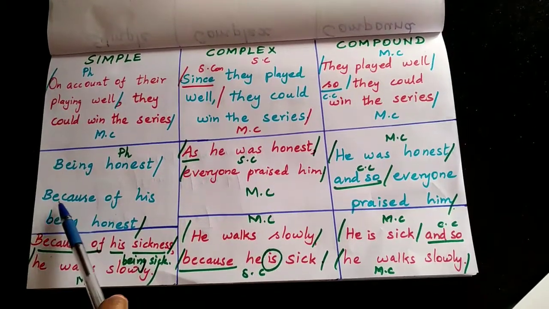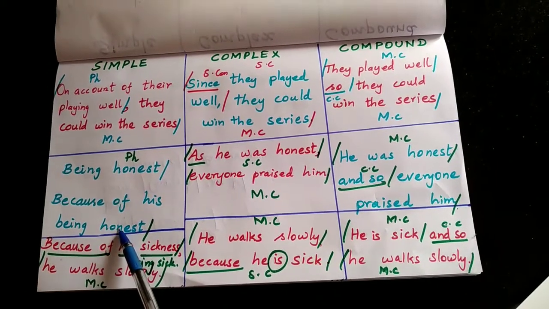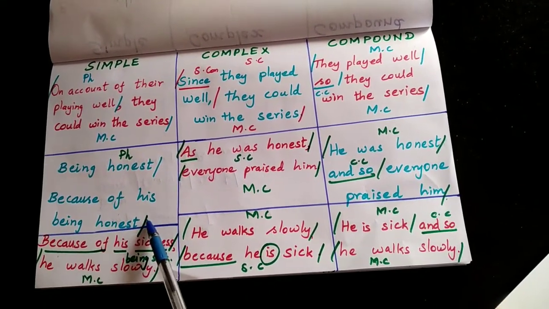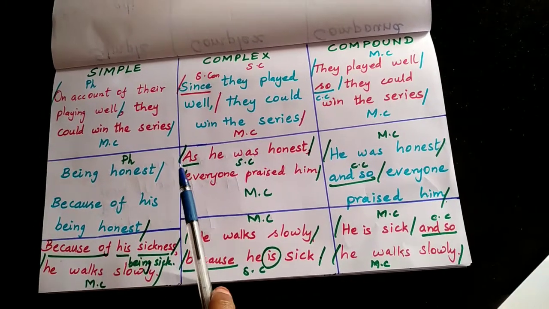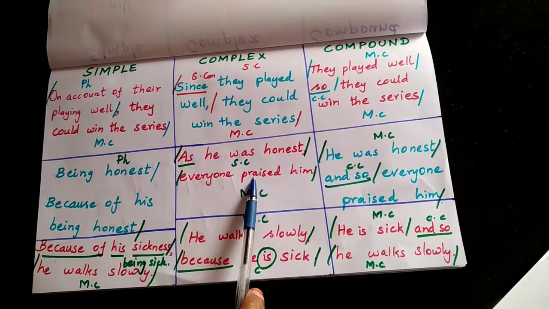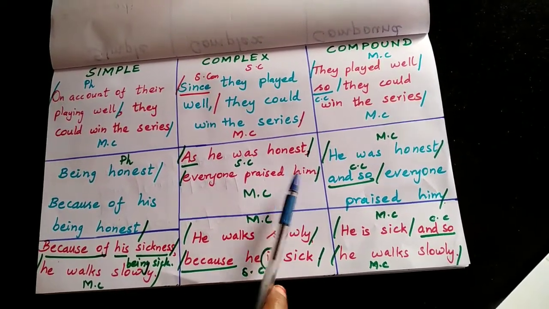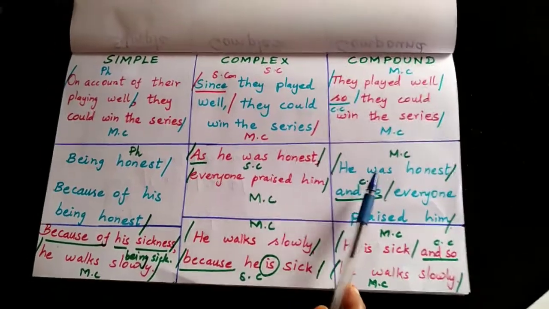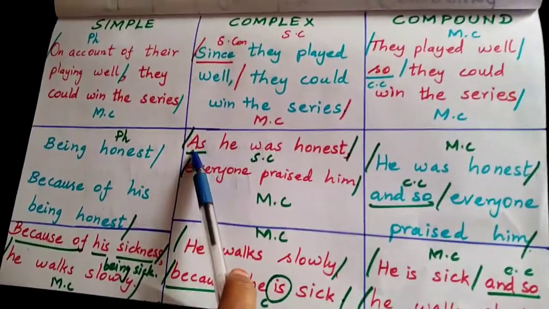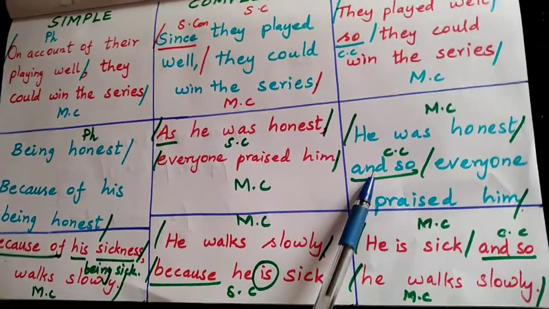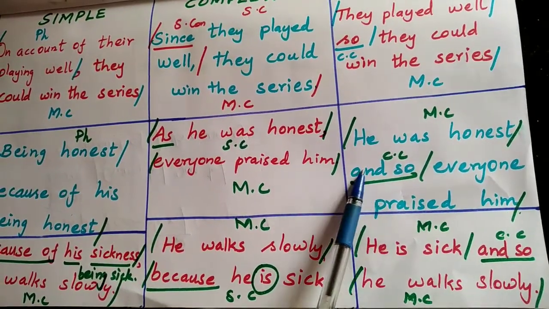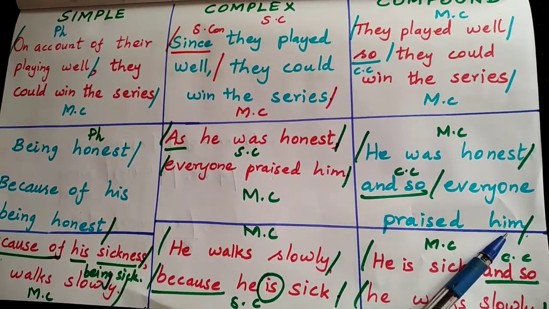Here the simple sentence is because of his being honest, or because of his honesty, everyone praised him. The complex sentence is as he was honest, everyone praised him. As usual, we can change this complex to compound just by removing the conjunction as and adding the coordinating conjunction and so: he was honest, and so everyone praised him.